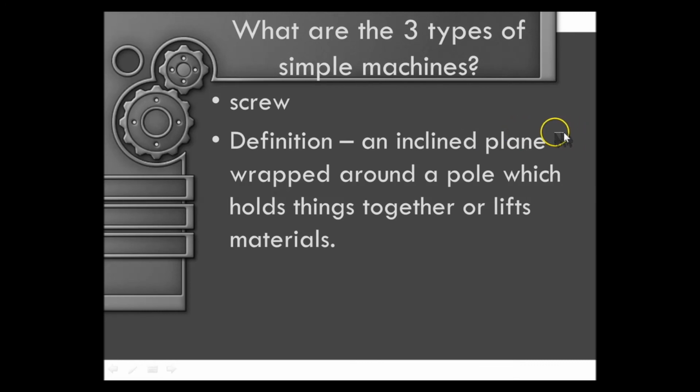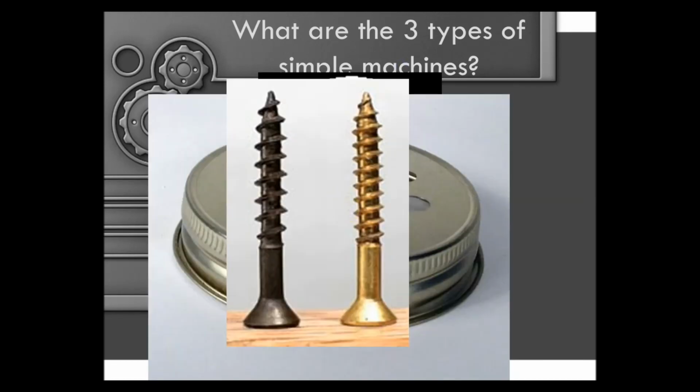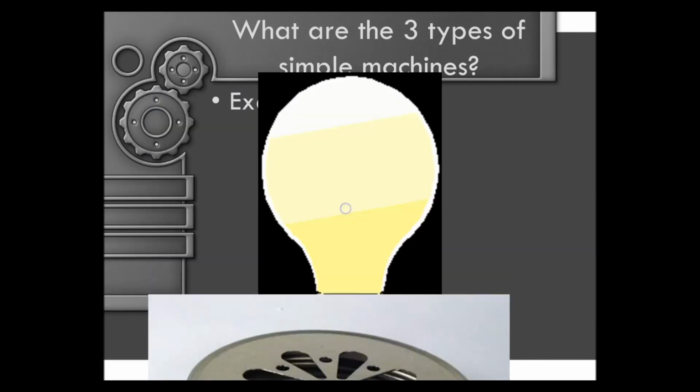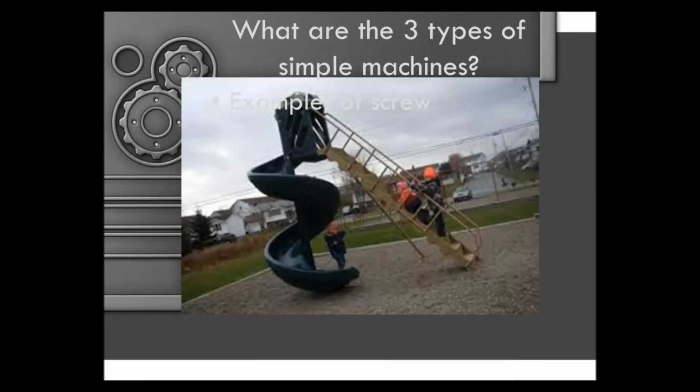A screw is the last type of simple machine we'll talk about, and that's really just an inclined plane that is wrapped around a pole, and it's going to be used to hold things together or lift things. So obviously some examples of a screw would be the traditional screw, or the lid to a jar, or a light bulb, or also a curly slide.